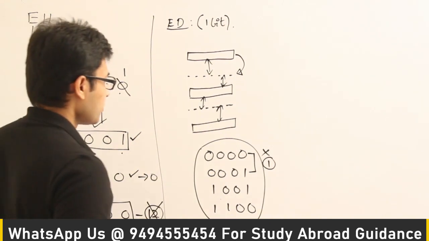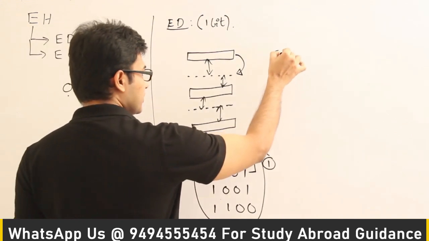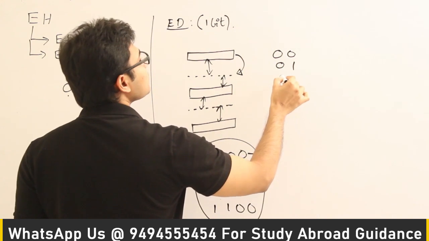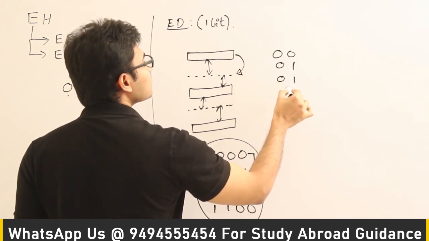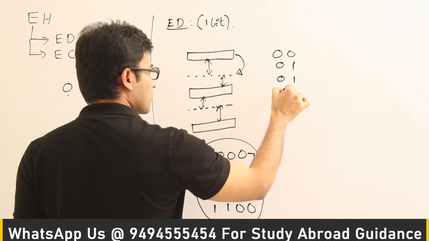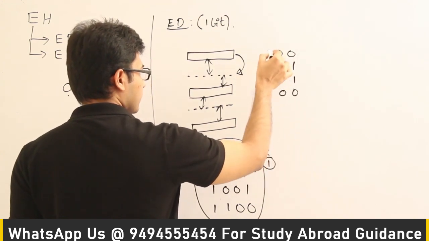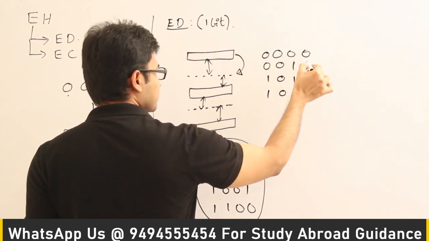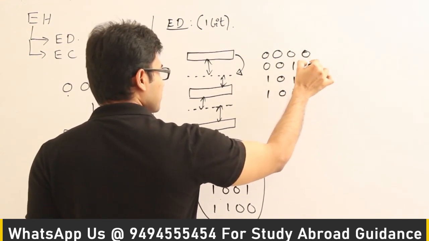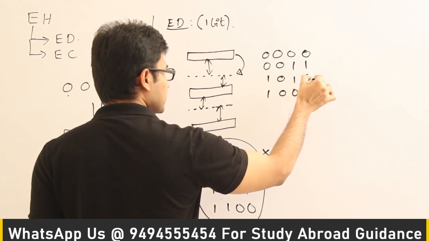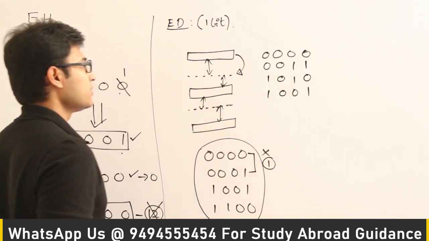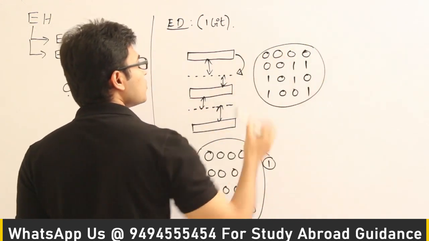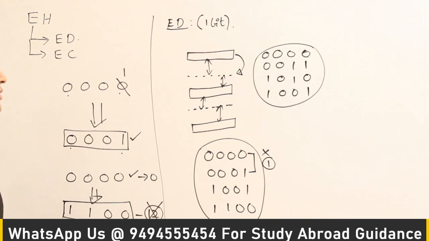Now let us say we have one more code like this: 0011, 0101, 0110, 1001, 1010 and so on. Okay, let's say these are the codes used. Now the question is, can these codes be used in order to detect 1 bit error?